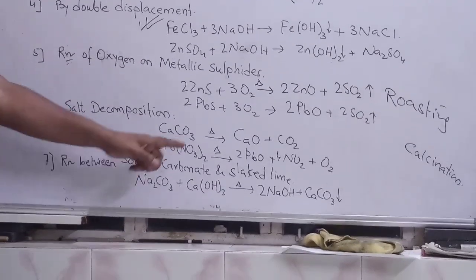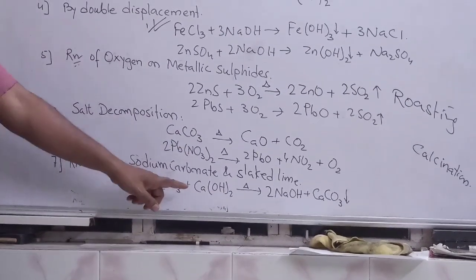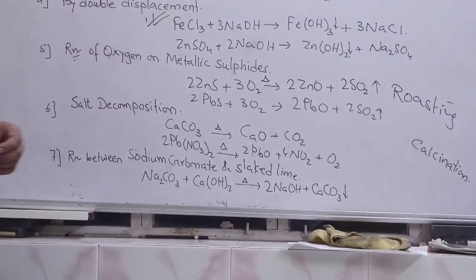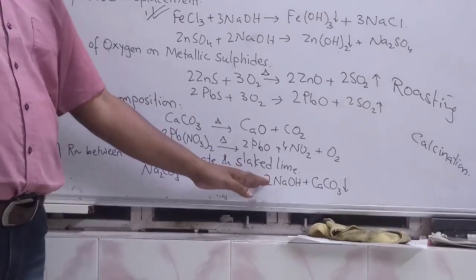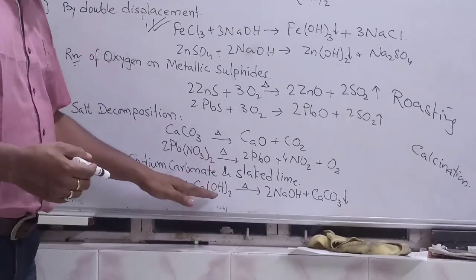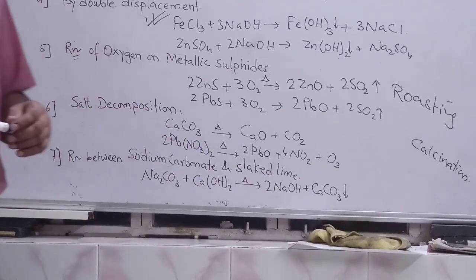Reaction between sodium carbonate and slaked lime. Sodium carbonate and slaked lime are going to produce sodium hydroxide and calcium carbonate. This process we are using in getting slaked lime. We are going to use slaked lime to get sodium hydroxide.